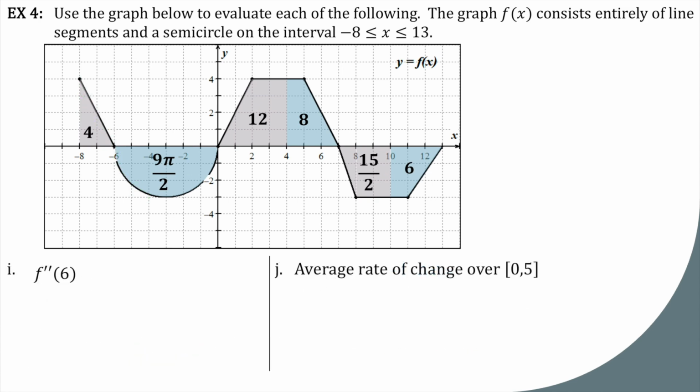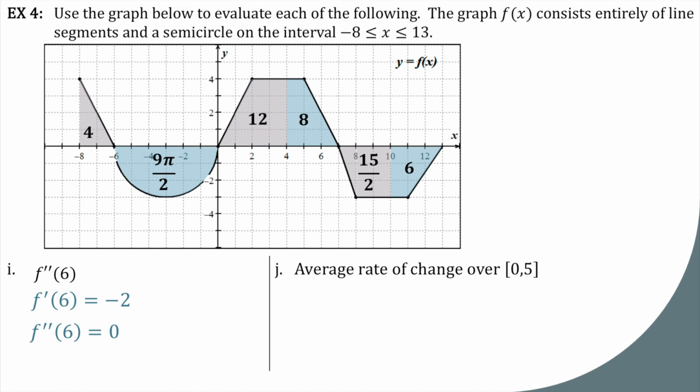Well, what's f double prime of 6? So right here, f prime of 6 is going to be the slope at this point. So that's -2. And then the derivative of -2 is 0.